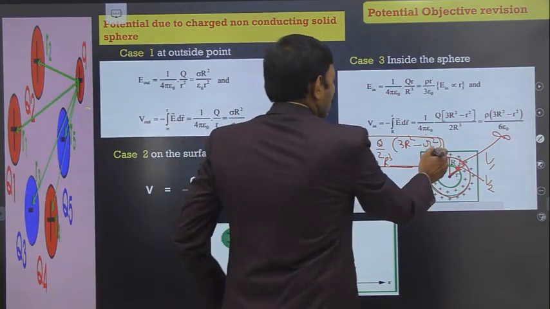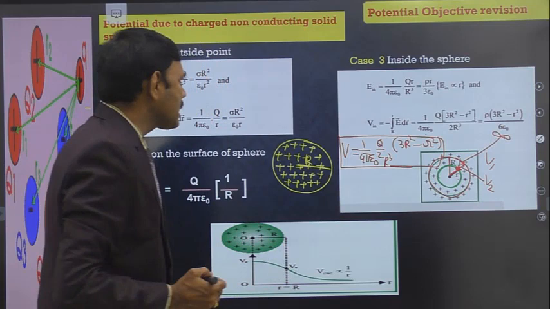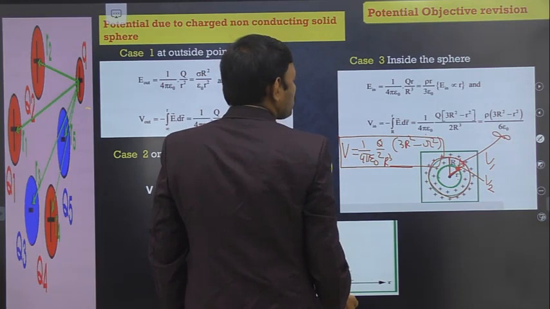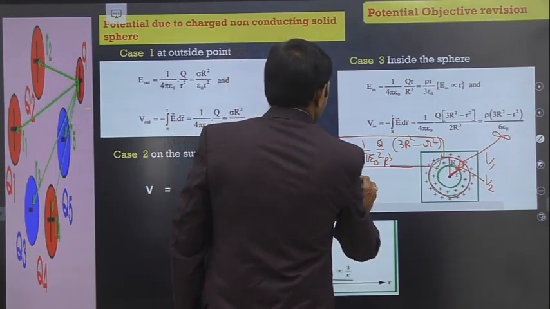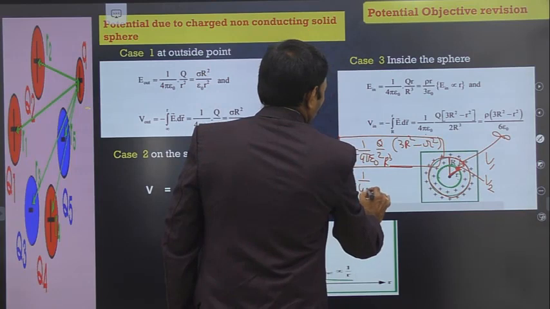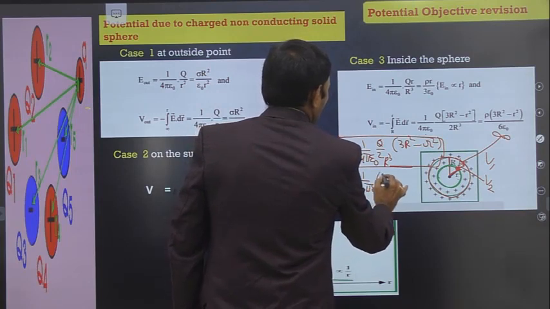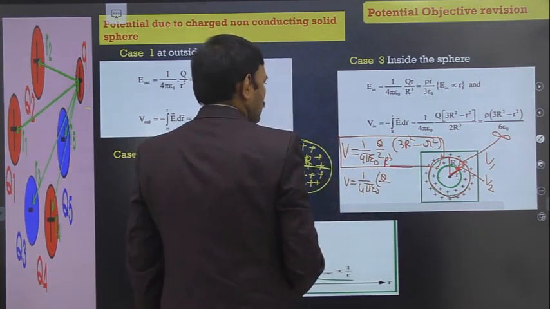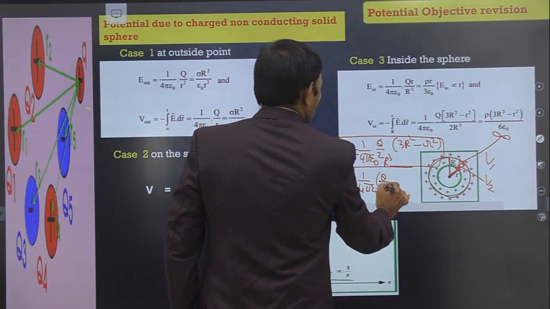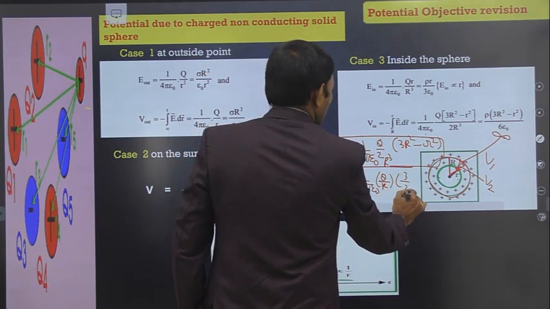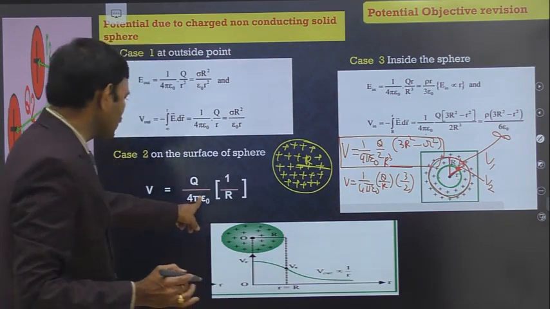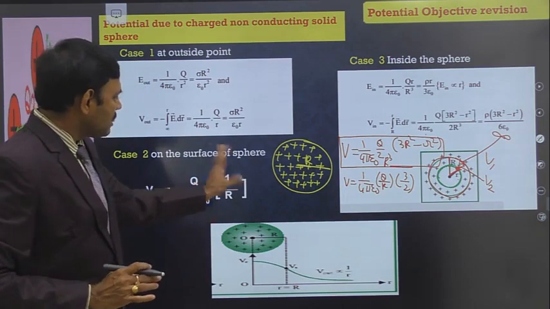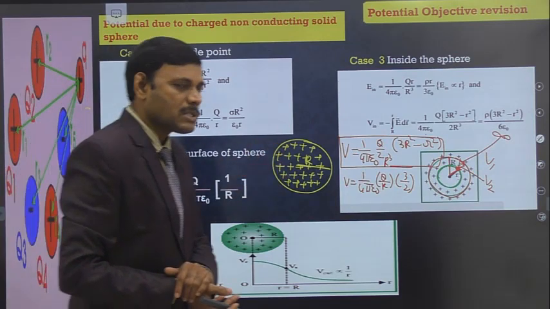1 by 4 pi epsilon naught into Q divided by 2R cube into 3 capital R square minus small r square is the formula. At the center of the sphere, small r is 0. Hence it becomes 1 by 4 pi epsilon naught into q by 2R cube into 3R square, that is q by R into 3 by 2. It is 3 by 2 times the value on the surface. This is the surface value, this is the center value. The center value is 3 by 2 times the surface value. This is about the electrostatic potential.